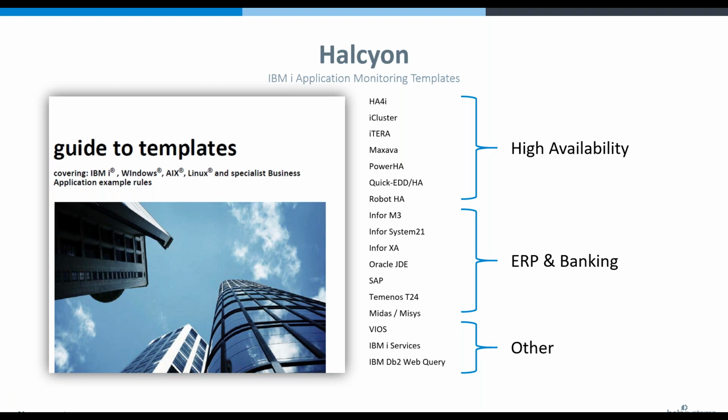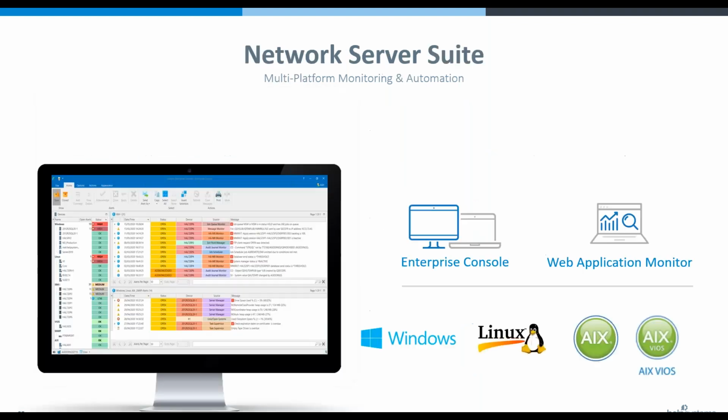So you simply install Halcyon on whatever platform you're talking about, and you apply a free key that populates a number of rules depending on which applications you've got. So that allows you to hit the ground running, gives you that foundation which you can then build upon. And then as we jump the other side, we've seen IBM i server suites.